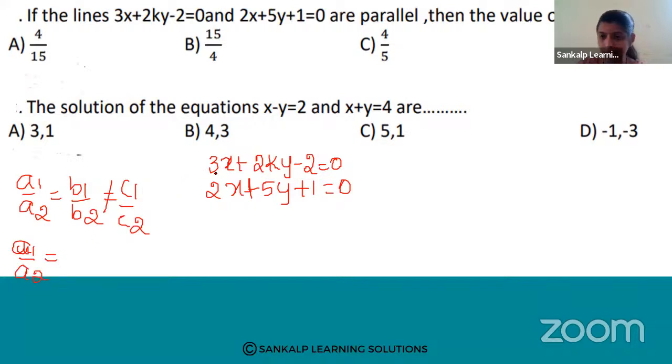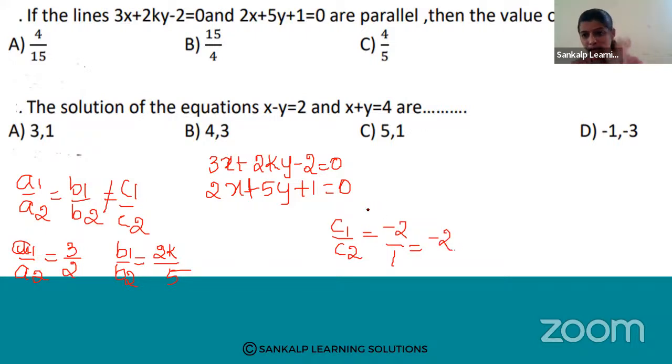A1 value is 3 and A2 value is 2, so 3 divided by 2. Next, B1 divided by B2. B1 value is 2k and B2 value is 5. We need to find out the value of k, so keep it as it is. What does C1 divided by C2 become? C1 divided by C2 is minus 2 divided by 1, that means minus 2.